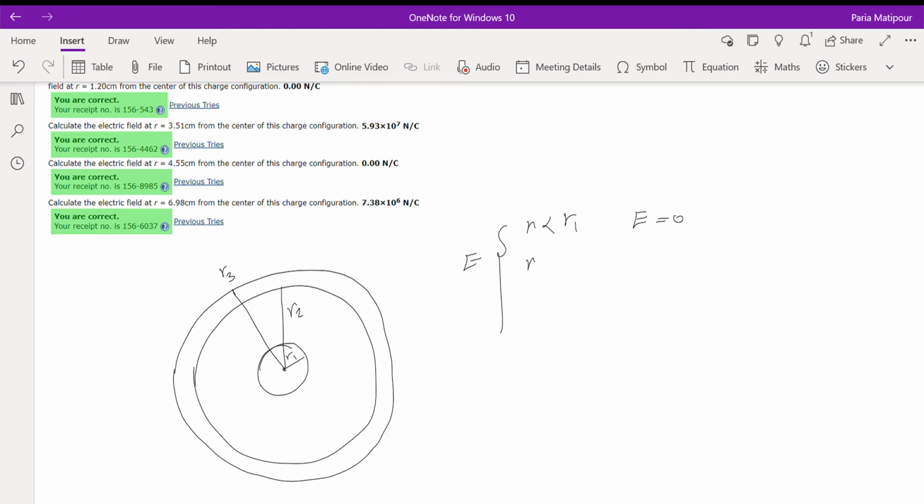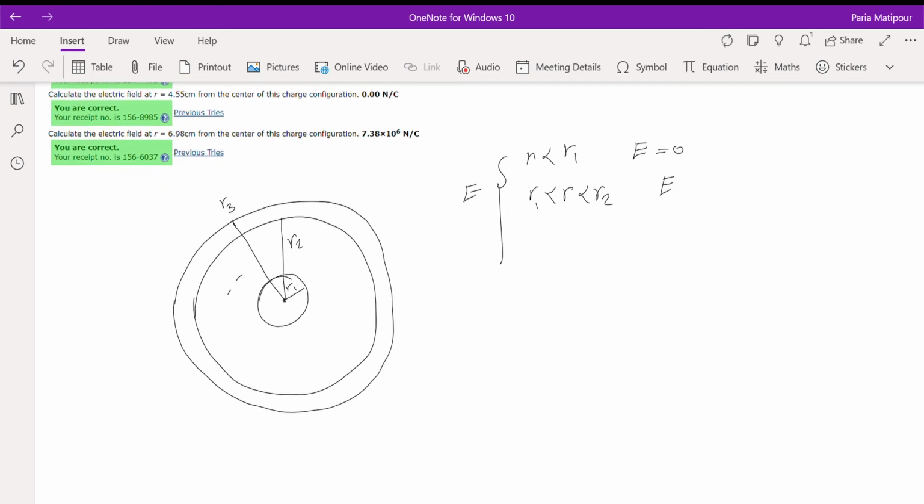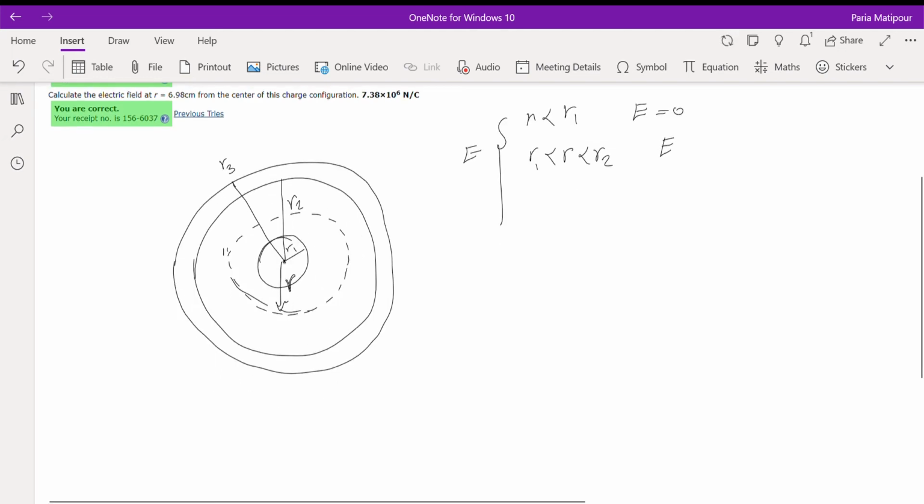If r is between R1 and R2, then we need to calculate it. The way that we calculate it, for example, this one is r, for example. Imagine this is a sphere. I know it doesn't look that much like a sphere, but just imagine this is a sphere. This looks a little bit better.